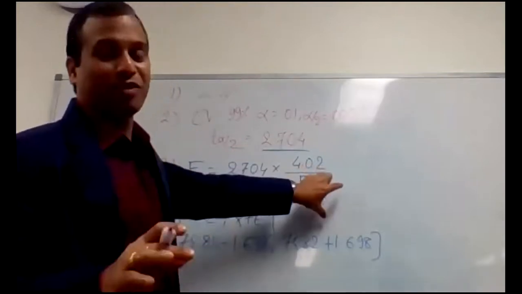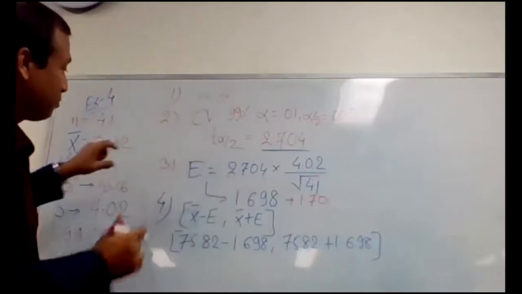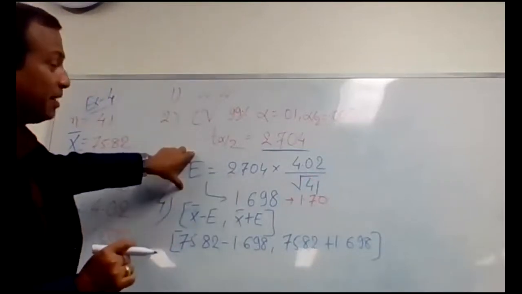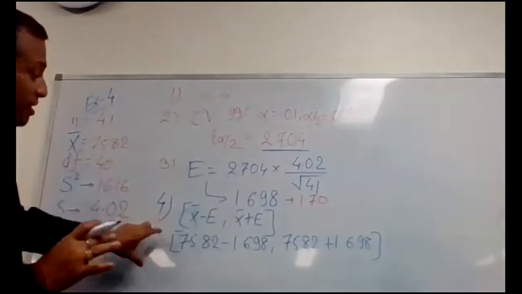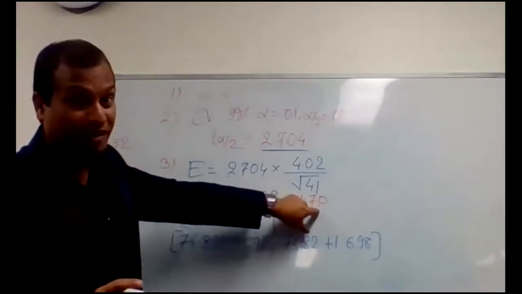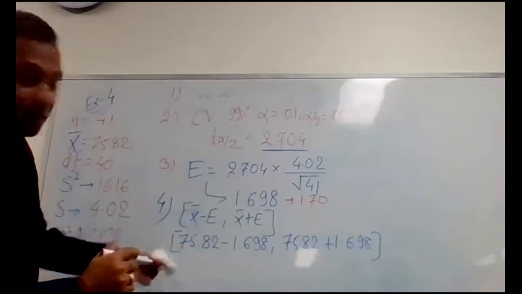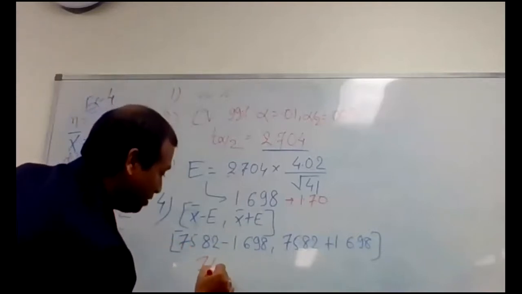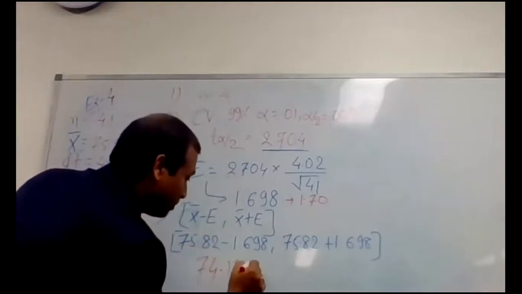Try to understand what I'm saying. If 1 mark is there for this step in the exam, then you give me 1.70. But if in the question I'm asking just for the confidence interval, 2 marks, then no need to round up here. First, let me know how much it is coming. 74.122. Okay, 122.